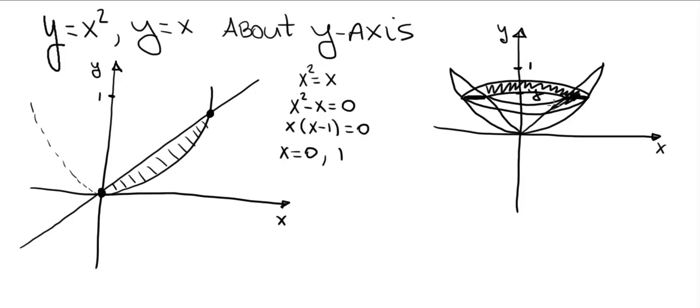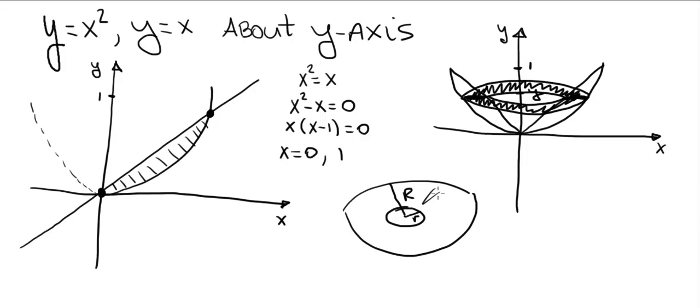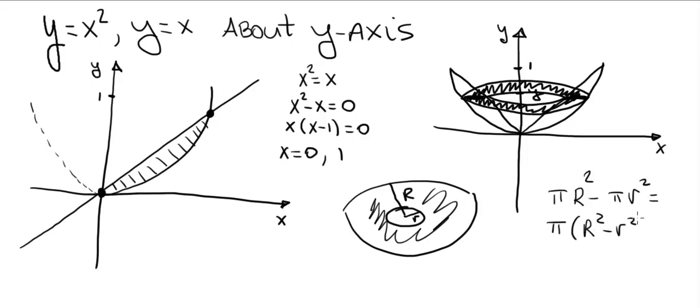And if we give it a little bit of thickness, which we call delta y, we're going to get a cross section of the volume. So recall that whenever we have a washer with an outer big circle and then a hole in the middle, and the inner radius is little r and the big radius is big R, the area between the two circles is pi big R squared minus pi little r squared, or pi times big R squared minus little r squared.